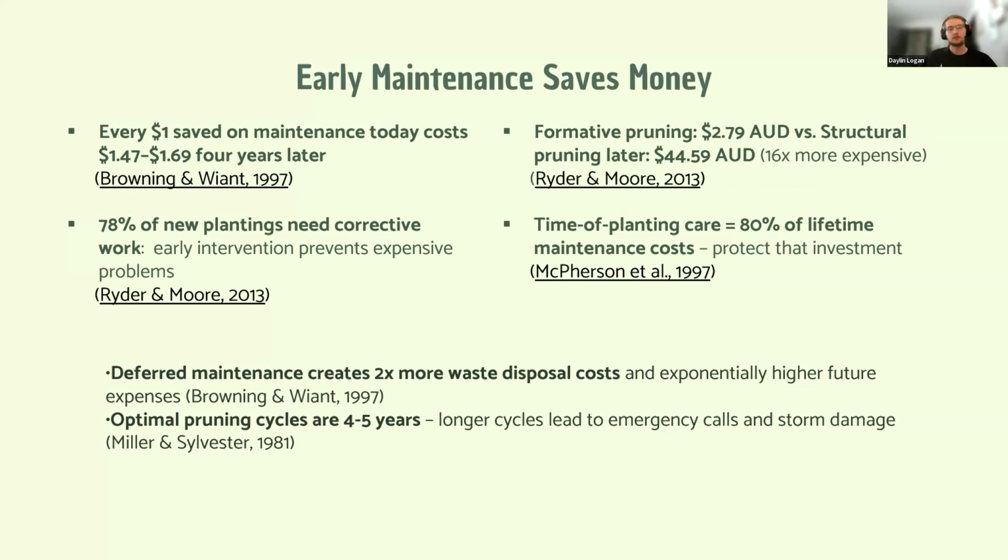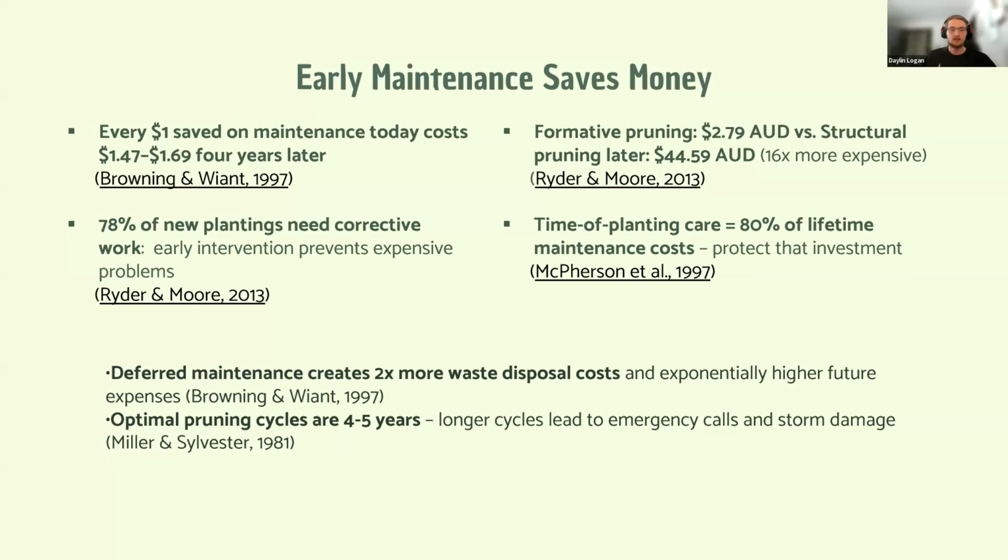Pruning early on to shape the tree or bush a certain way costs less than structurally pruning later, say when it hits a power line, cord line, whatever. I'll mention that one was an Australian study, but once again, I still feel it works for America. 78% of new plantings do actually need corrective work, but the early prevention prevents expensive problems later, like structural pruning. Time of planting care is about 80% of the lifetime maintenance costs. So once we've moved through that basic beginner stage, we've actually already set up the tree.